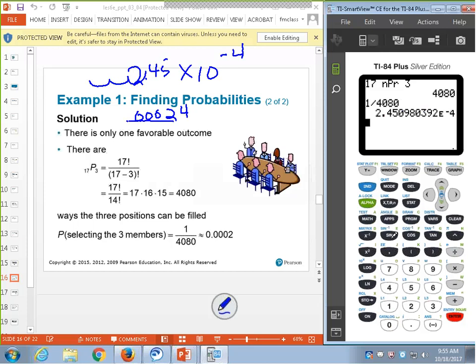When it's a really small number, the calculator often puts it into scientific notation. So just a heads up on that. Remember, the probability has to be between 0 and 1. So when you see 2.45, you know that can't be correct.